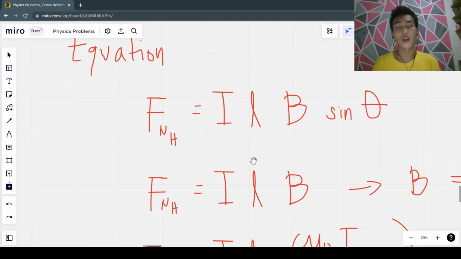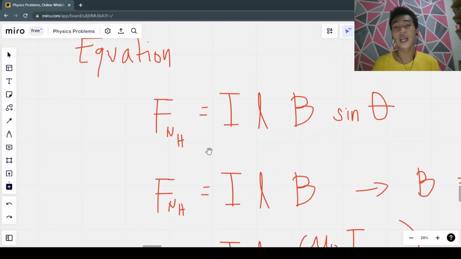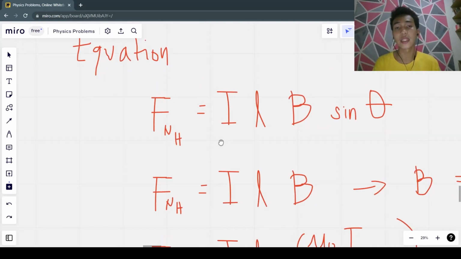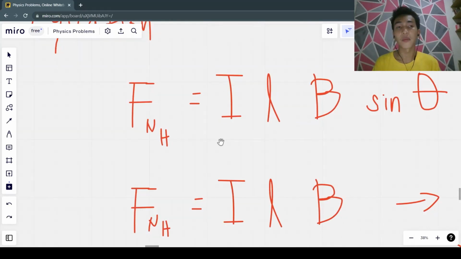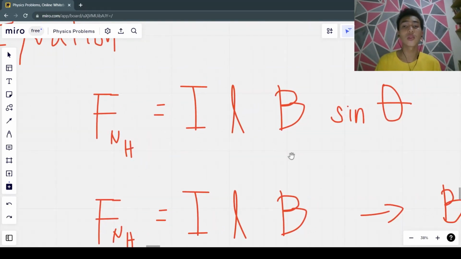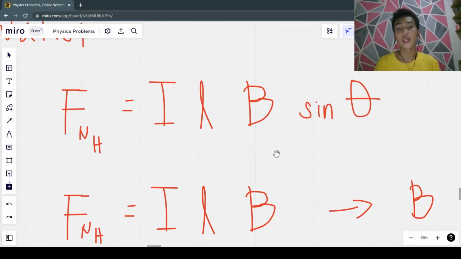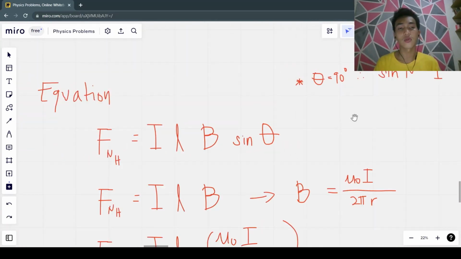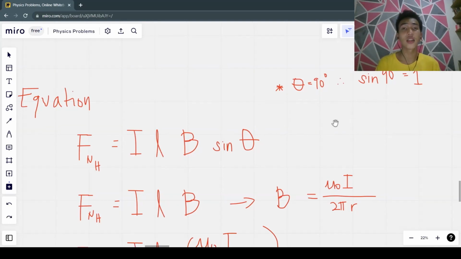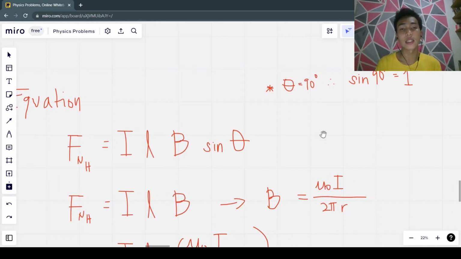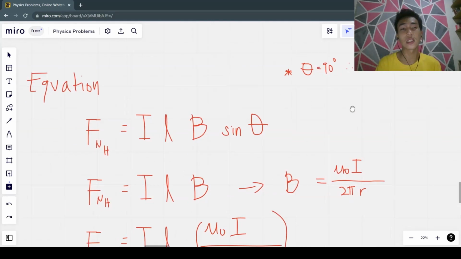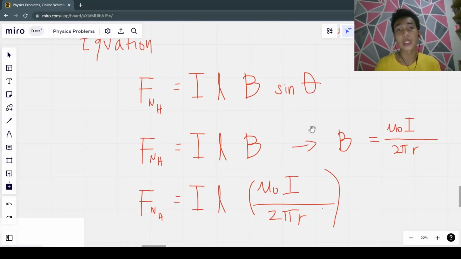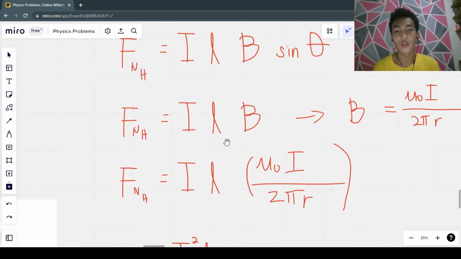So our equation is the force acting on the neutral wire created by the magnetic field of the hot wire is equal to current times the length of the wire times B, or the magnetic field, times sine theta. So hindi naman given yung angle, so let's assume that this is 90 degrees, so sine 90 degrees is equal to 1. So pwede naman natin, hindi na natin ilagay. So our equation is the force is equal to current times the length times the magnetic field.